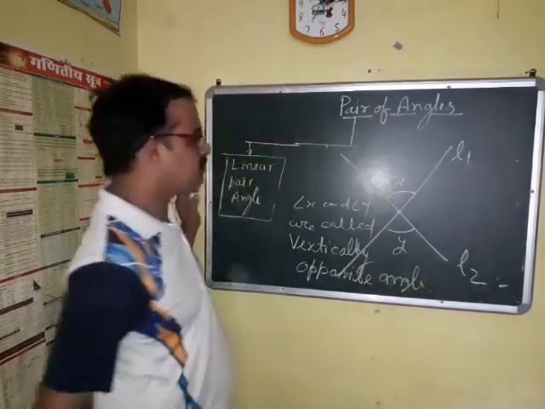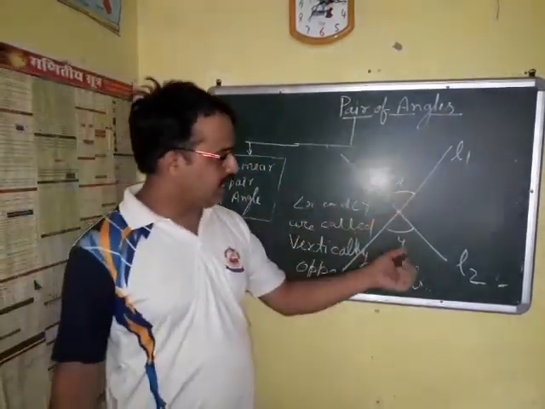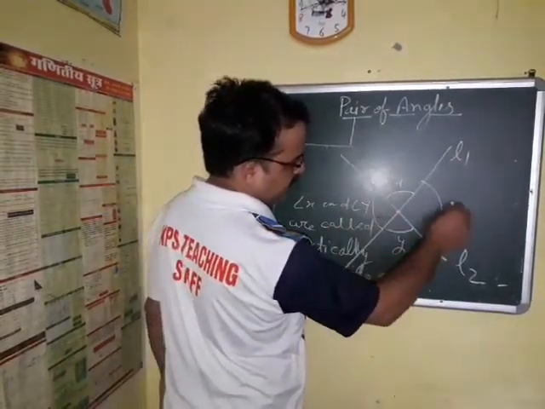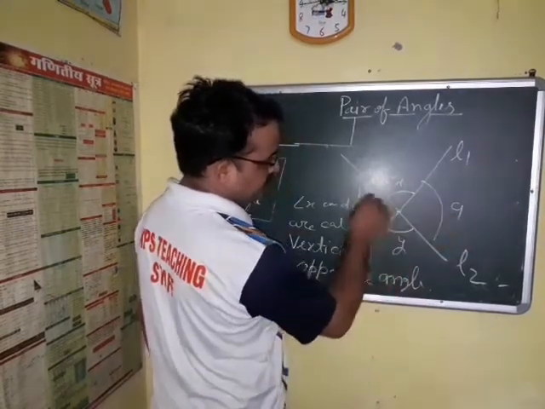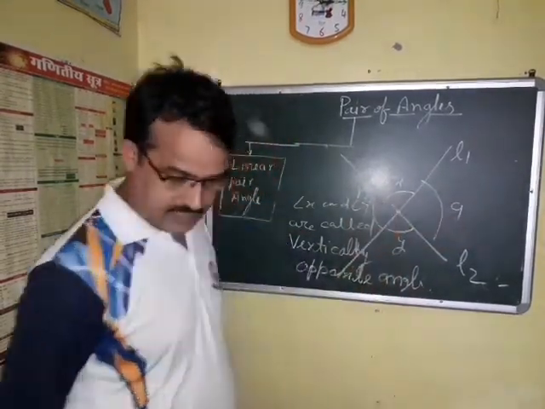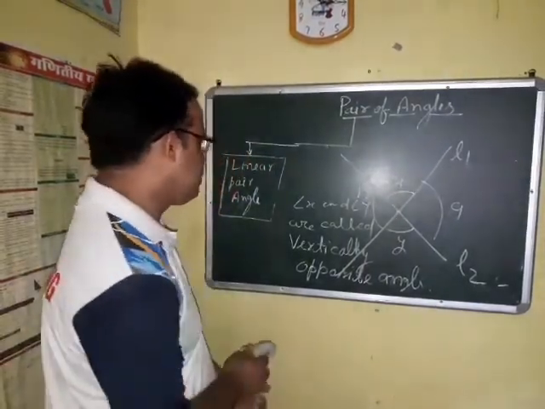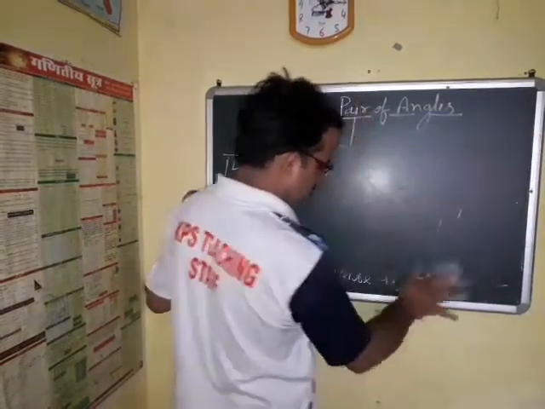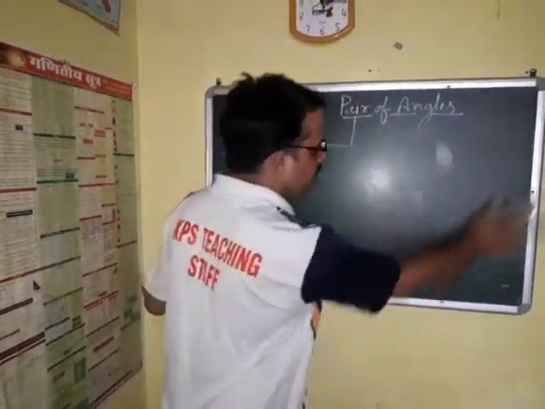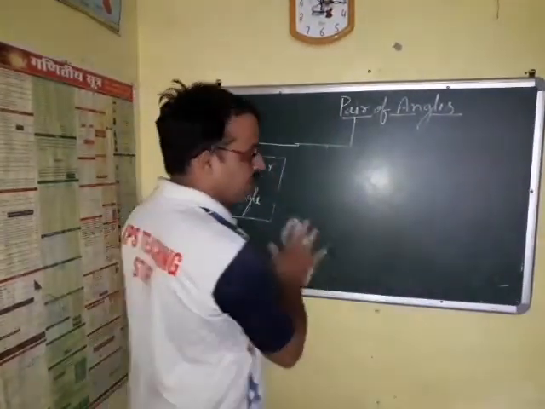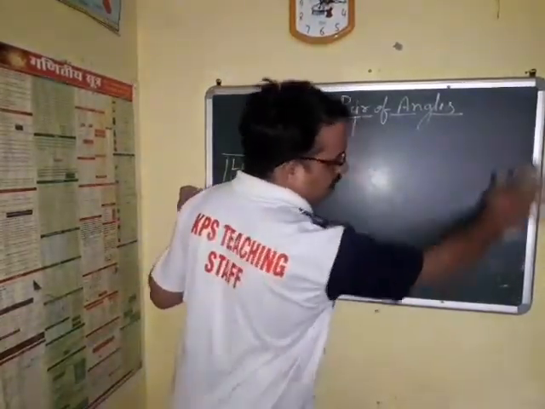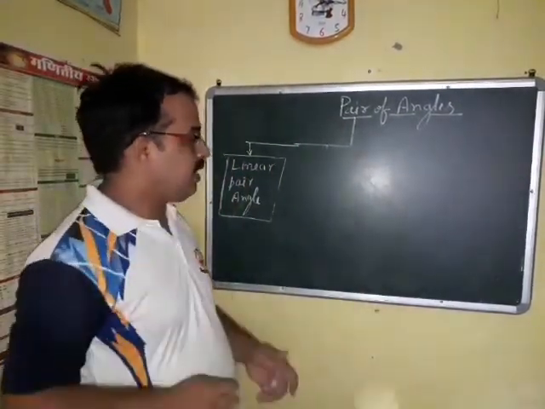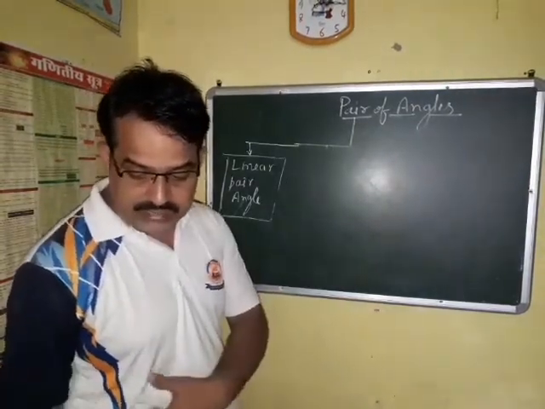Clear? This angle X and angle Y are vertically opposite angles, and this one, angles A and B, are also vertically opposite angles. Clear? Now the third point is the complementary angle. Angles whose sum is 90 degrees are called complementary angles, and angles whose sum is 180 degrees are called supplementary angles, and the last one is adjacent angle.